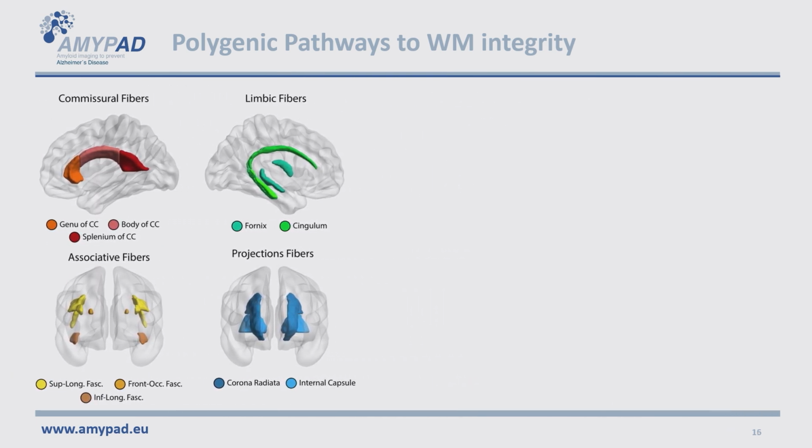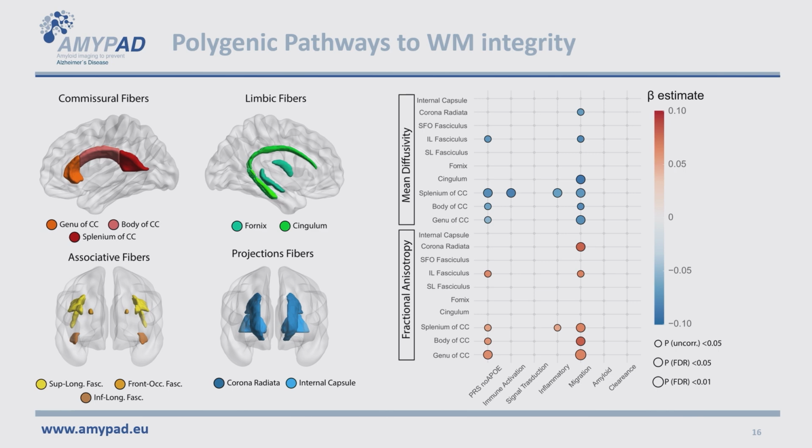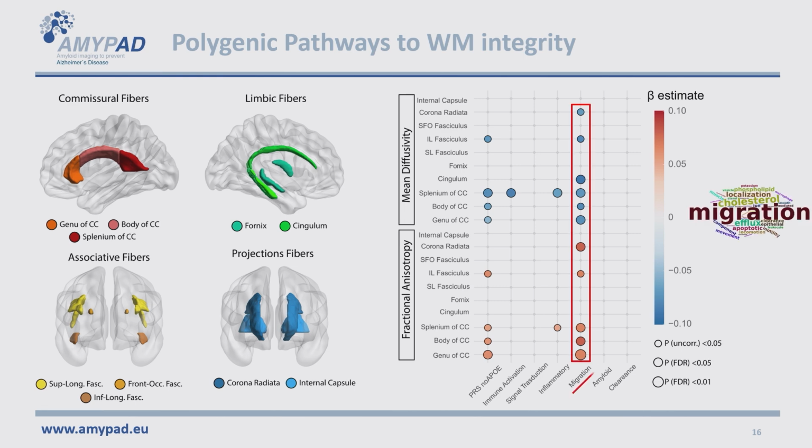And again, when we looked at the association with the pathways, we have the heat map here. You can see there is an initial association with the global PRS, which is the first column, but we found a very specific association, this time with another pathway, which we call the migration pathway. This one is more related to phospholipid metabolism, cholesterol production, or efflux, so it seems to also make sense in terms of white matter integrity.